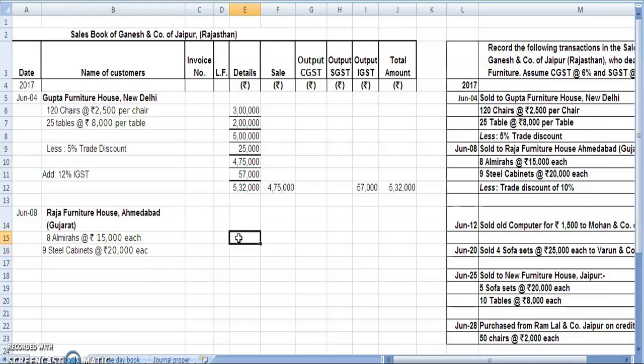8 into 15,000. 8 into 15 is 120. 1,20,000. 9 into 2 is 18. 1,80,000. Now we'll add this two. It's coming to 3 lakhs. Here we have a trade discount of 10%. Okay, so we'll write here less 10% trade discount. So 10% of this is 30,000. So after minusing, we have 2,70,000. Okay.